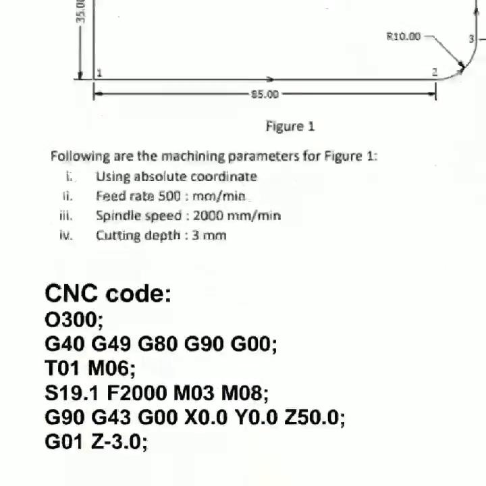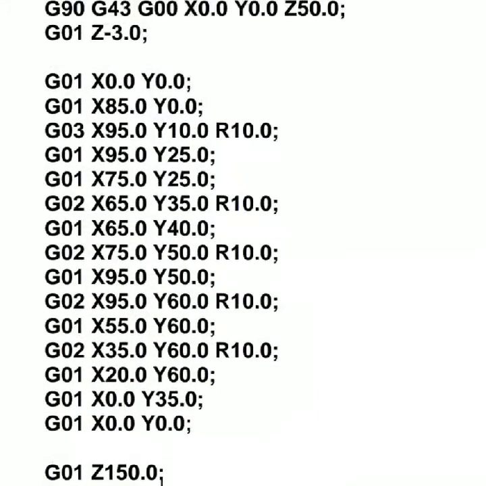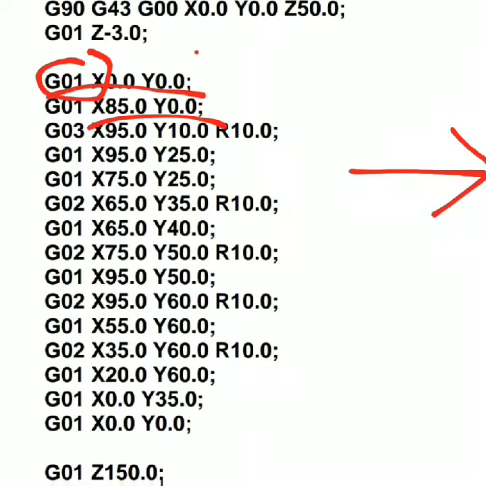The first point is what we call the initial point, x equal to 0, y equal to 0. The movement is G01, a simple movement. Then the point will move to point 2, which is x equal to 85 and y equal to 0. The movement is exactly like this because the y is the same and the x is different.